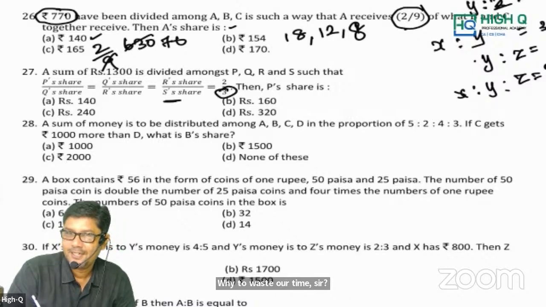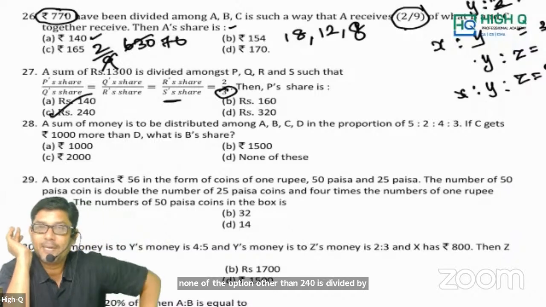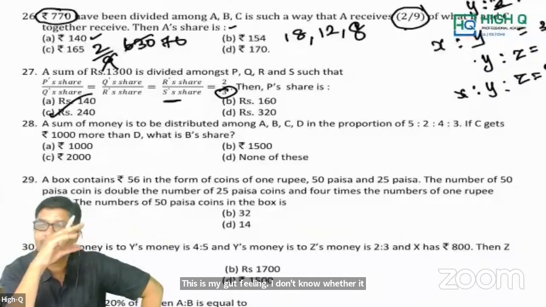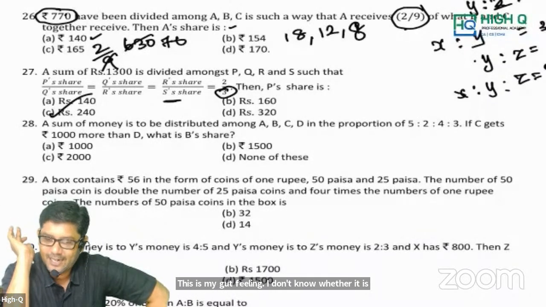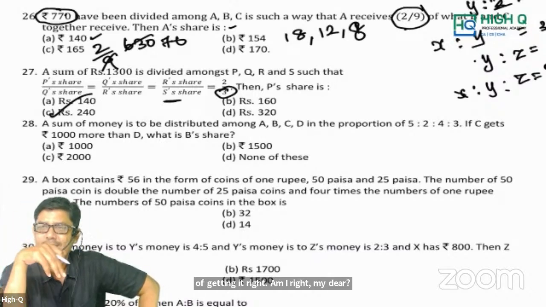Denominator 3. So, definitely the answer must be divisible by 3. None of the options other than 240 is divisible by 3. So this could be my answer. This is my gut feeling. I don't know whether it is correct or wrong, but there is a high chance of getting it right. Am I right, my dear? Say yes or no. That's it.